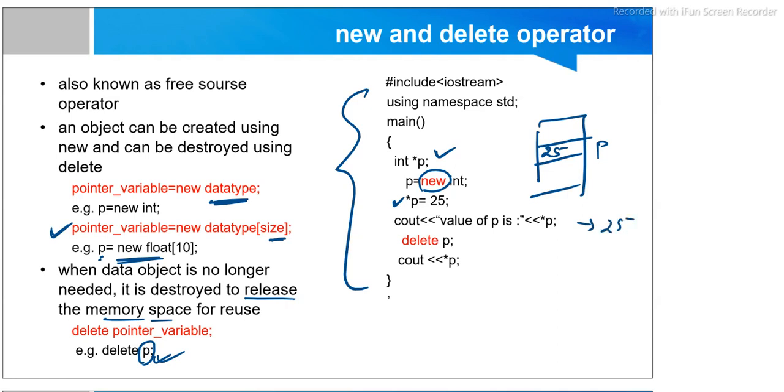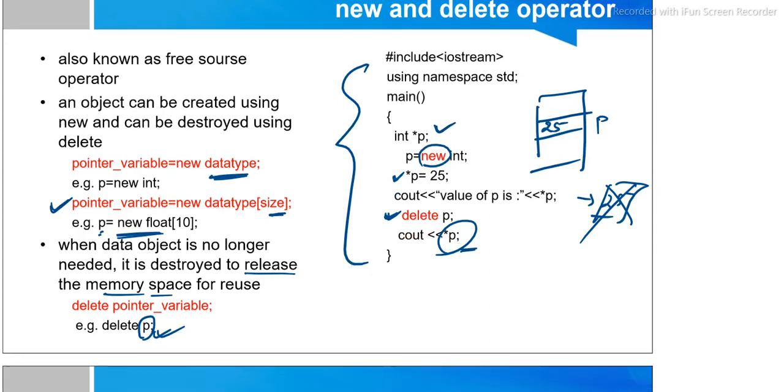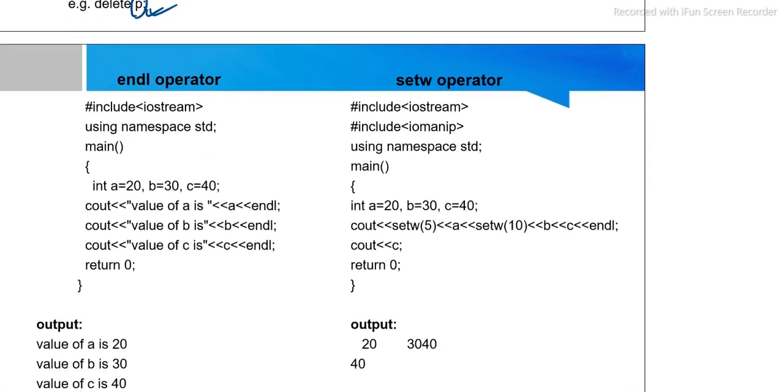The value of p is star p, so obviously it will display 25. Now when we delete this pointer variable p, you have to write delete space p semicolon, cout p. After deleting this, it may not show this value because we have already deleted it. It may show some garbage value instead of the real value. So this is all about our new and delete operators, which are dynamic memory management operators in C++.